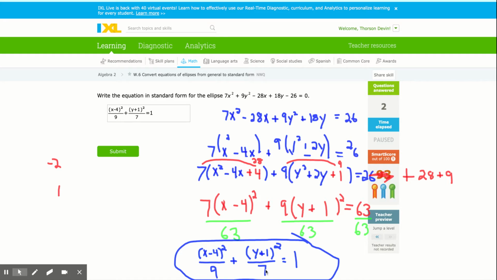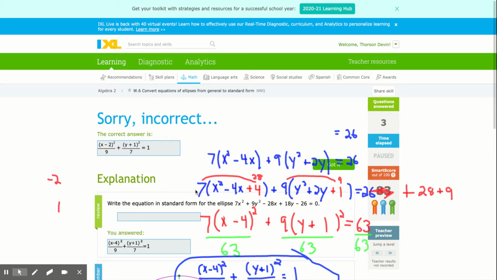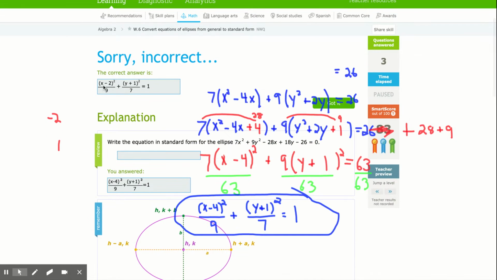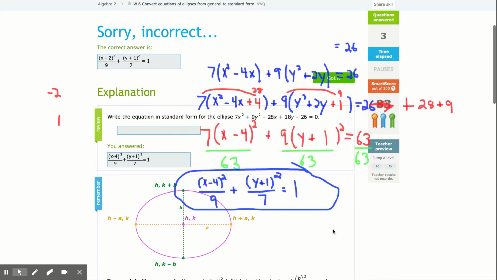The minor axis, I'd have to square root 7, which is fine. I've typed them in up here. Let's see how well I did. I did something wrong. X minus 2 squared. Oh, that's odd. Does everyone see where I made my mistake?